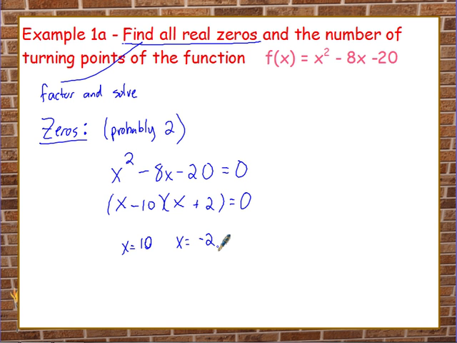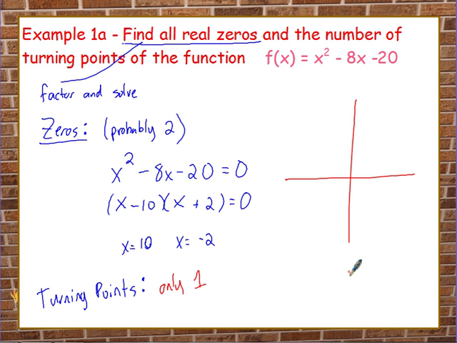How many turning points? How many turning points? Just 1. How do you know? It's always 1 less than the degree. There's only 1 turning point. So, given this information, you should now be able to give me a very accurate graph. A very accurate graph. Because tell me what I know, first of all.